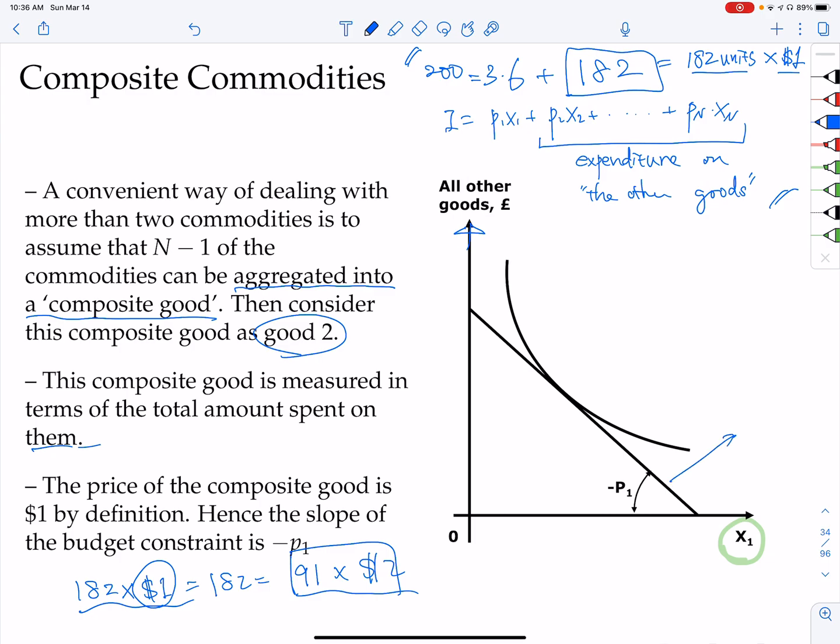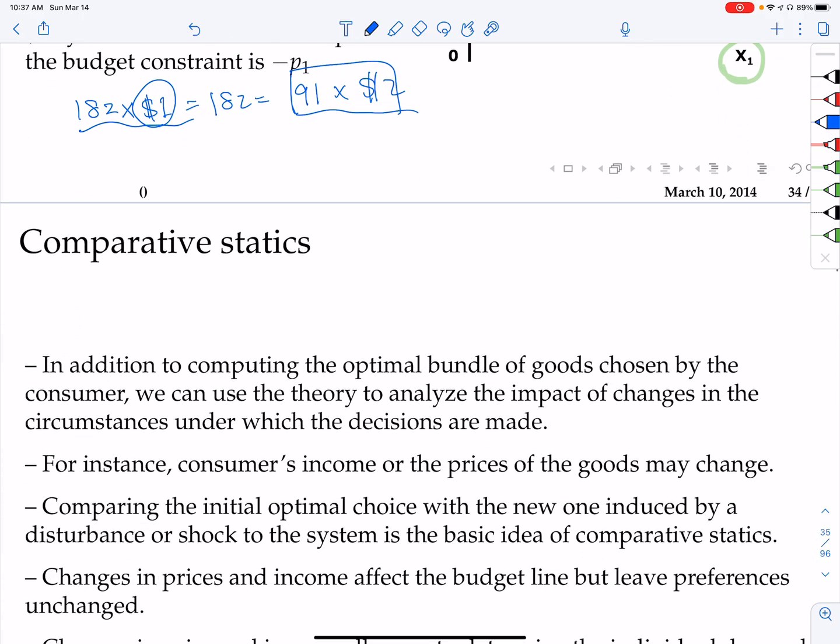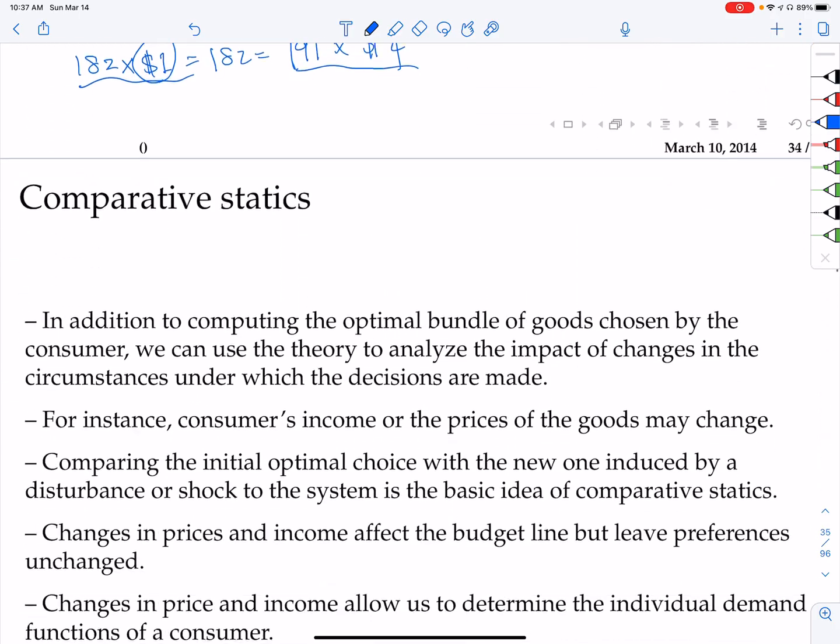Then the slope of the budget constraint is P1 over P2. But we are normalizing the price of the composite good as $1, so the slope is going to be simply P1, or negative P1, depending on which textbook you're referring to. So that's going to be the convention.